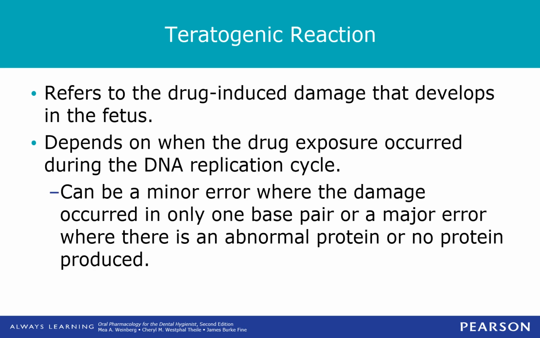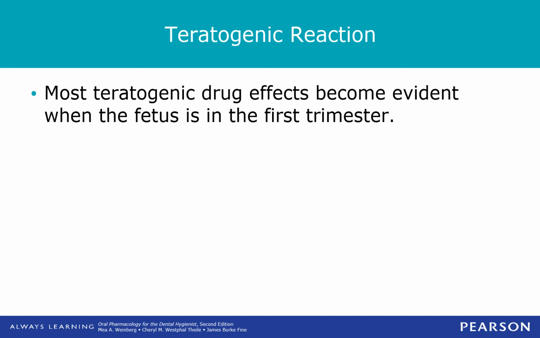Teratogenic reaction refers to the drug-induced damage that develops in the fetus. The effects depend on when the drug exposure occurred during the DNA replication cycle. It can be a minor error where the damage occurred on only one base pair, or a major error where there's an abnormal protein or no protein produced. Most teratogenic drug effects become evident when the fetus is in the first trimester.